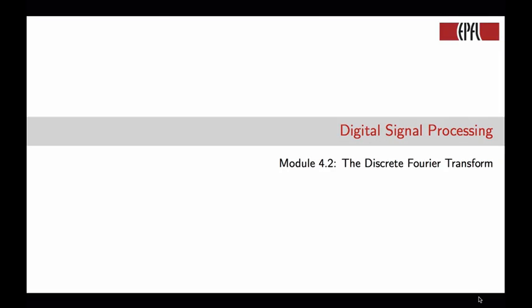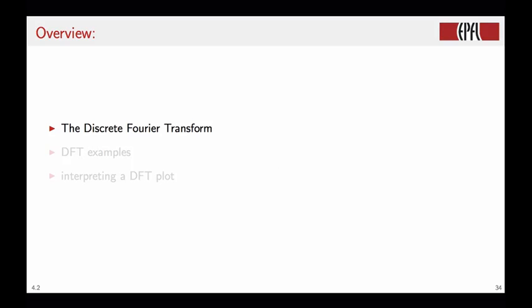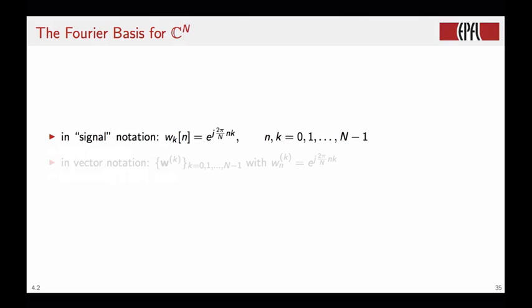Hi and welcome to Module 4.2. In this module we will talk about a discrete Fourier transform in more detail. We will introduce it formally, we will show some examples, and we will show you how to interpret a DFT plot. So in the previous module we introduced the Fourier basis for Cn.